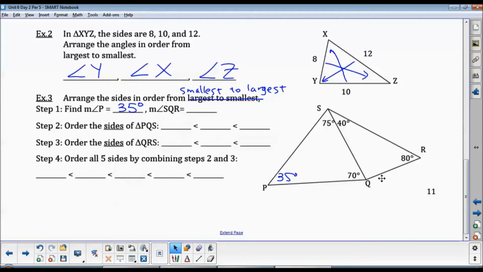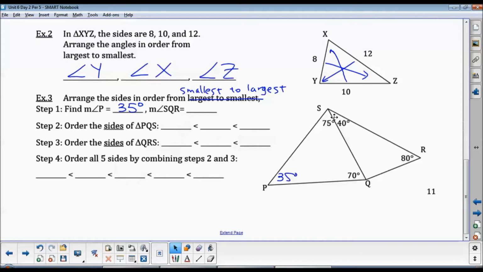Now for this triangle only, for triangle PQS, this one over here only, we should put the sides in order from smallest to largest. And I did write largest to smallest by mistake on your papers, and you can see I've crossed that out here. The inequalities that I've written are less than, so it should have said smallest to largest. So if you haven't already, go ahead and change that. It should say smallest to largest.